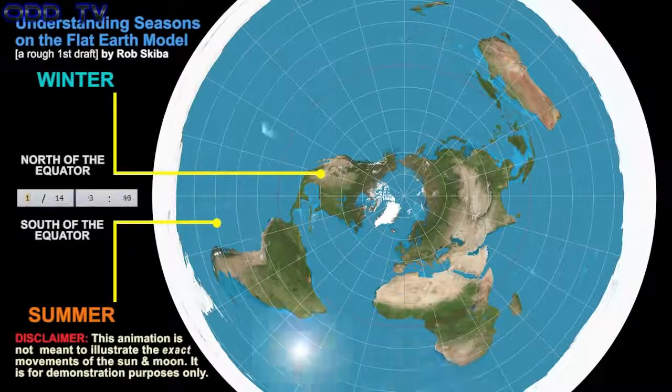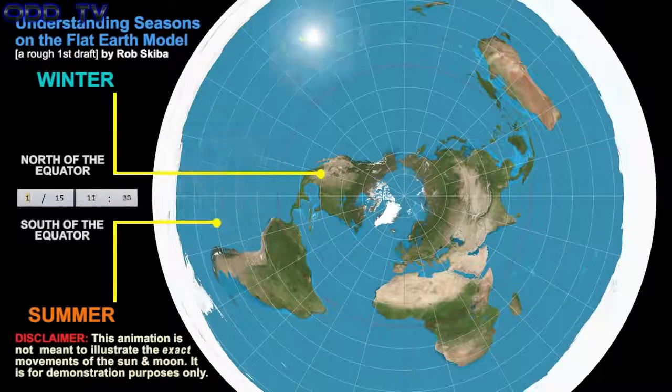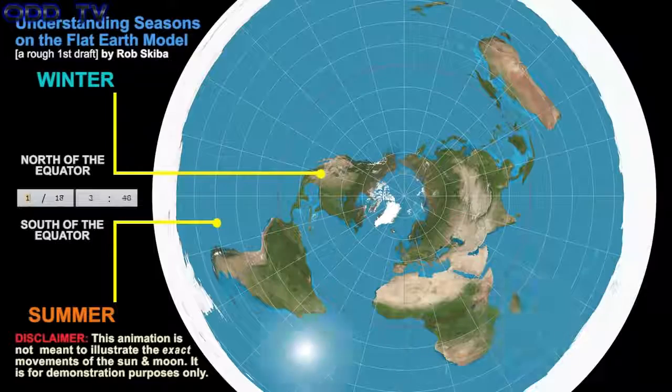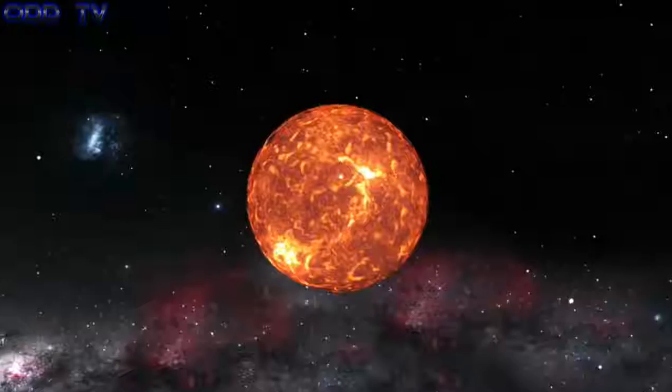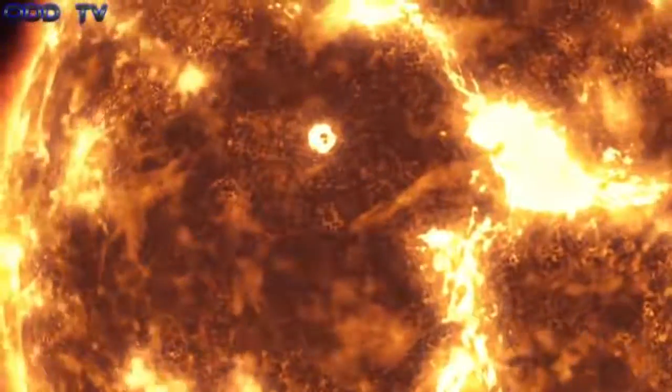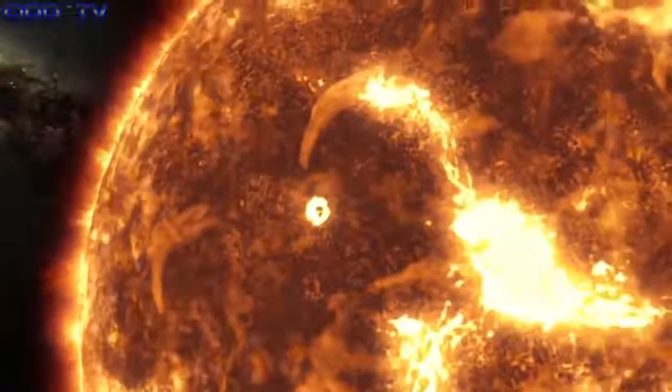Since the sun is smaller than we are told and closer, it makes much more sense that we experience seasons in the first place. If the sun was 93 million miles away and had a radius of over 400,000 miles, we would hardly experience temperature fluctuation as we do.